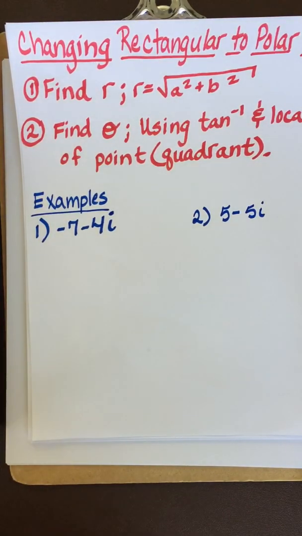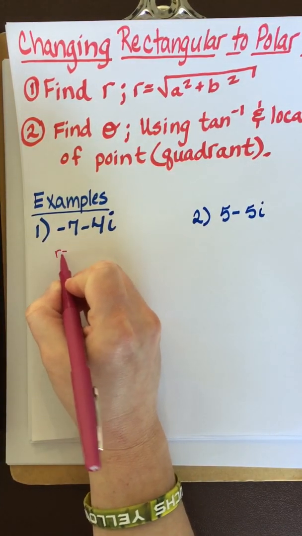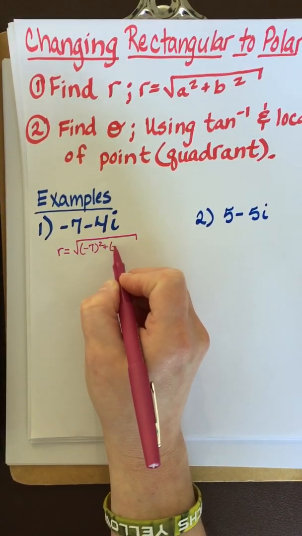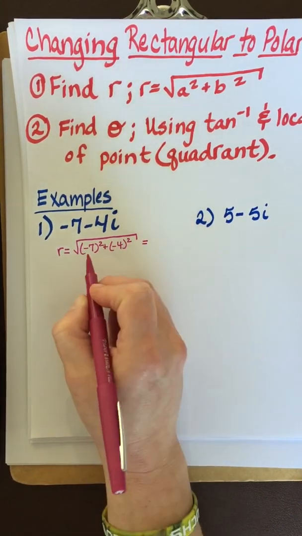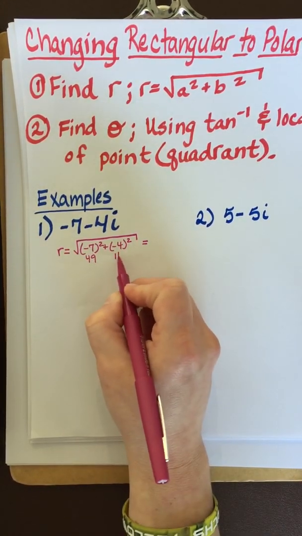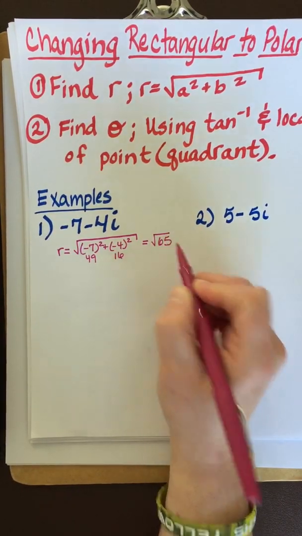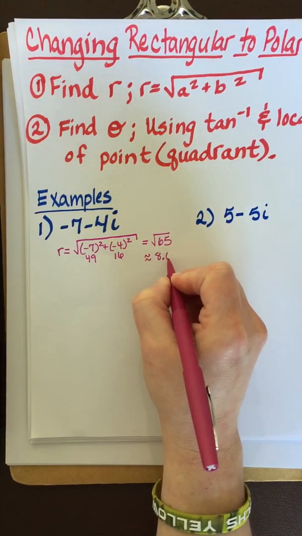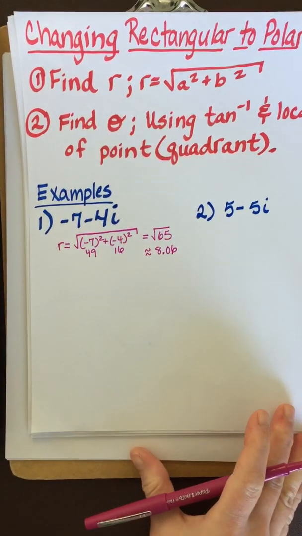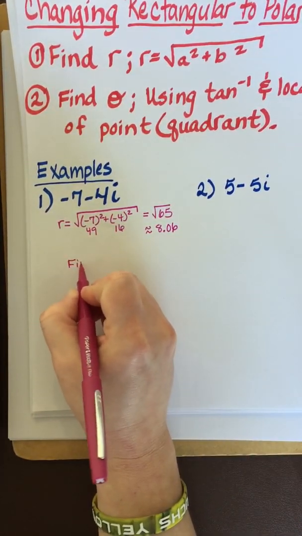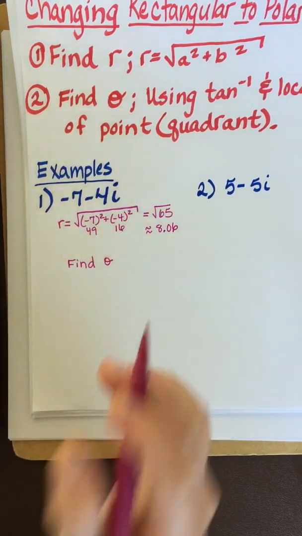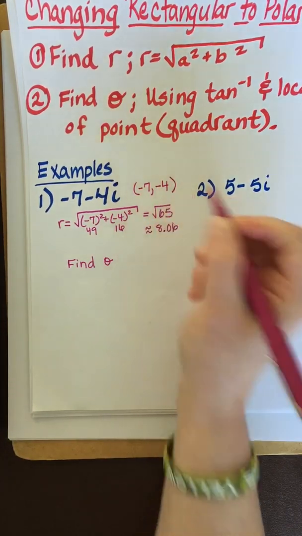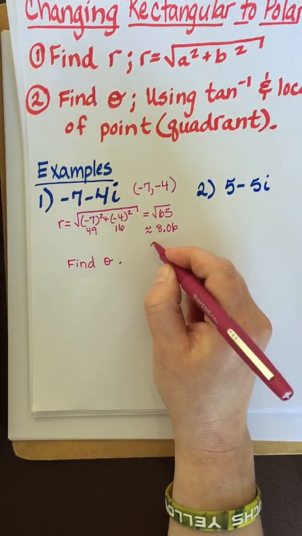So we've got -7 minus 4i. So r would be equal to the square root of -7 squared plus -4 squared, which would be, now -7 squared is 49, and that's 16, so that's the square root of 65. And for this example, I'm going to approximate and use decimals, so that would be approximately 8.06. All right, and now we want to find theta. Now remember, this is just the point -7, -4. So if I thought about graphing that point, I'll just do a quick sketch.